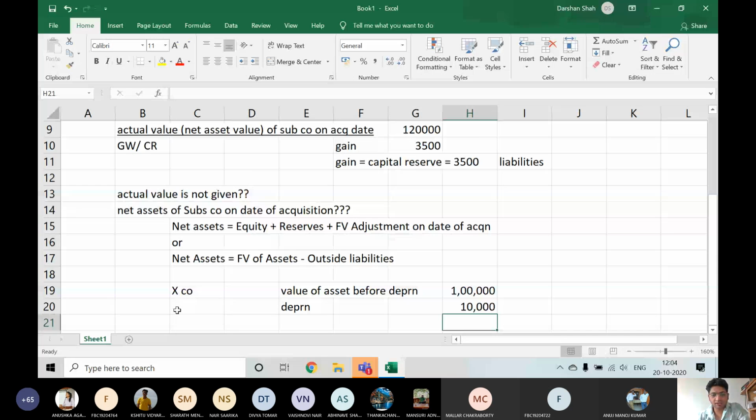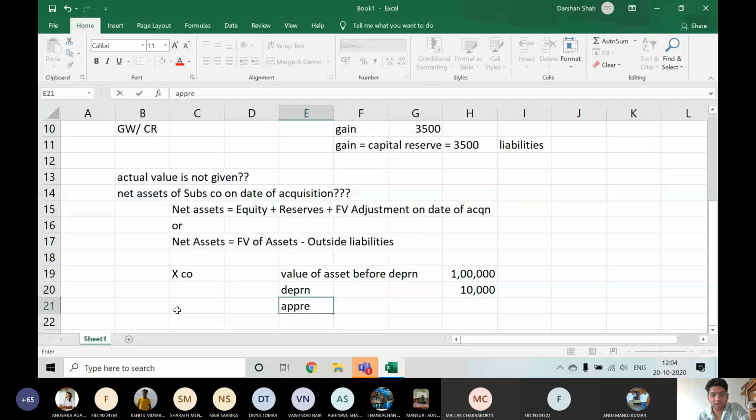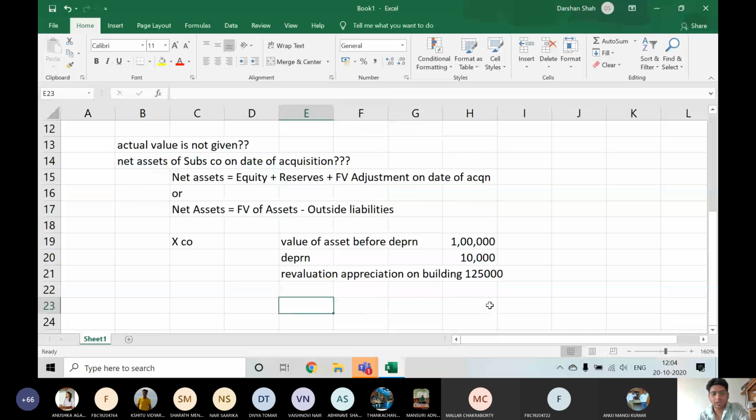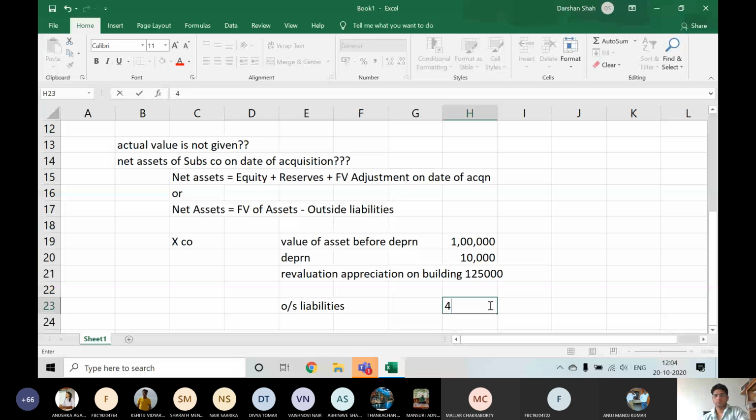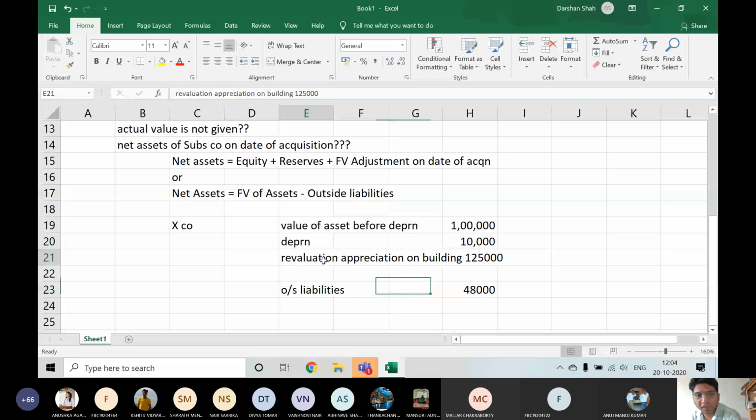रिवैल्यूएशन में समझ में आ रहा है? देयर इज एप्रिसिएशन ऑन बिल्डिंग, लेट अस से 12,500. और मेरी आउटसाइड लायबिलिटीज हैं लेट अस से 48,000. ओके, सो नाउ टेल मी अपना नेट असेट्स के लिए कैसे करोगे कैलकुलेशन? हाउ विल यू कैलकुलेट नेट असेट्स?